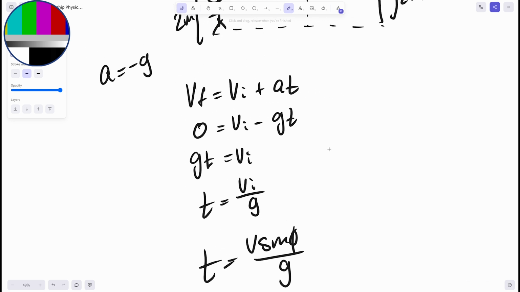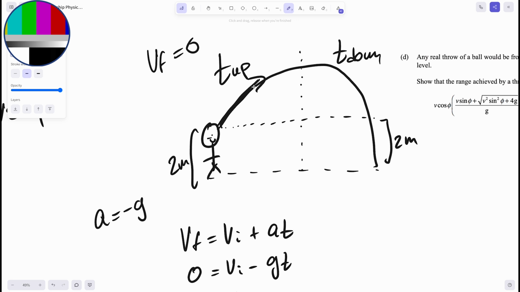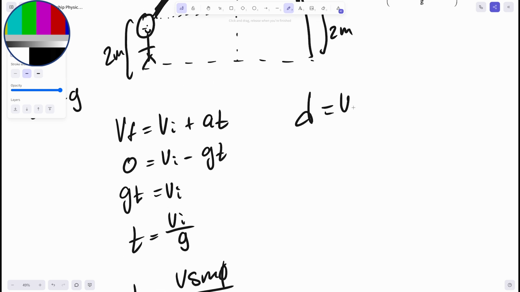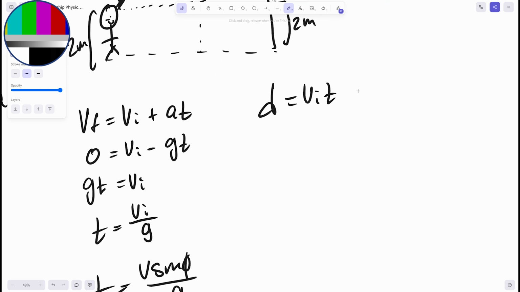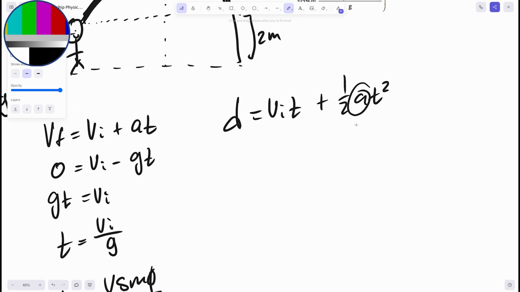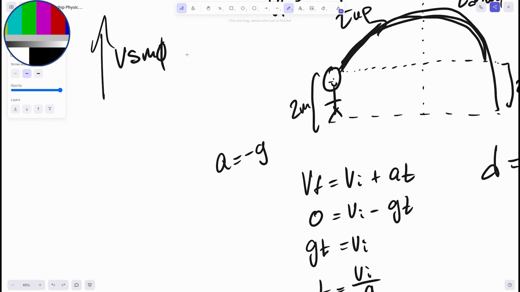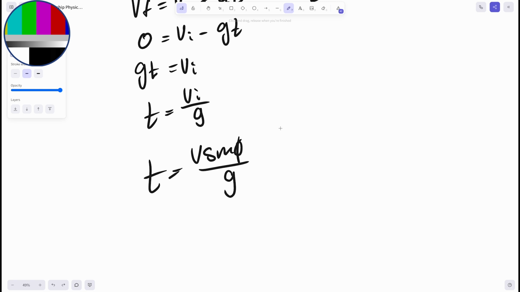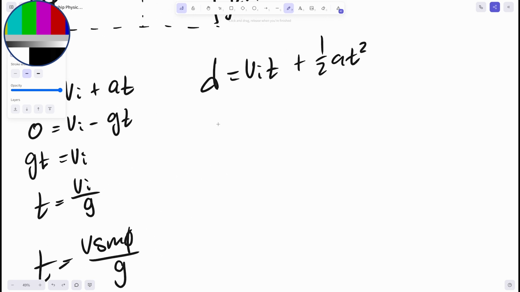Okay, so now that we have the time, we can find this total distance right here, so this top half without the bottom part. And to do that, we can use our distance as velocity initially times time plus our half at squared. Now again, we know our acceleration is negative g, and our velocity initially is our v sine phi, and we just found out our time is v sine phi over g, so we can make those substitutions right here.